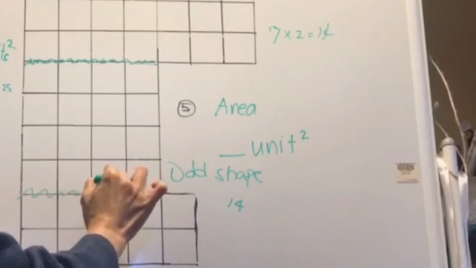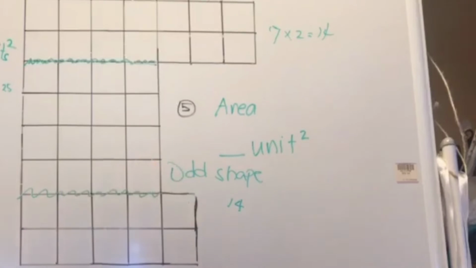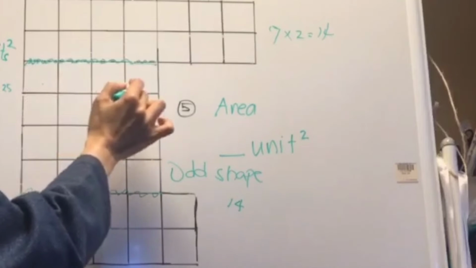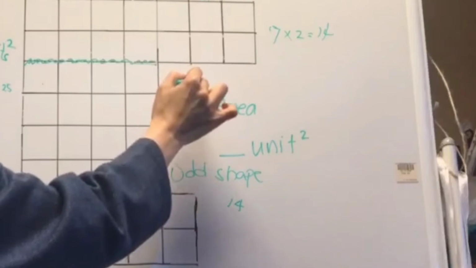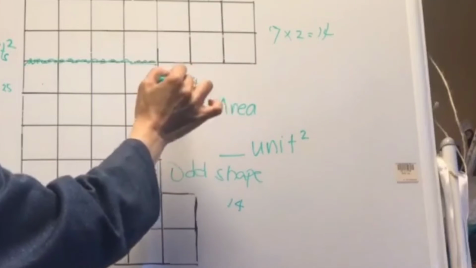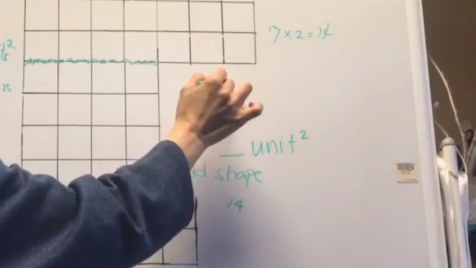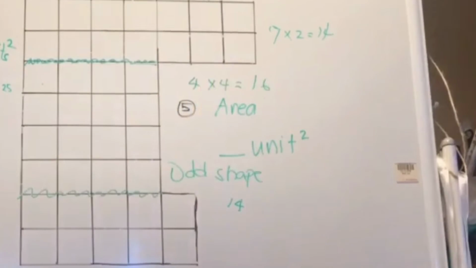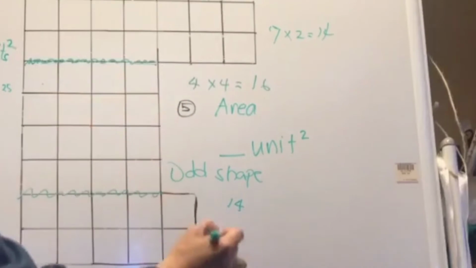Now let's check this. We will break this. Let's check across: 1, 2, 3, 4. So we got 4. Going down, we have 1, 2, 3, 4. So 4 times 4 equals 16. So we have 16 here.